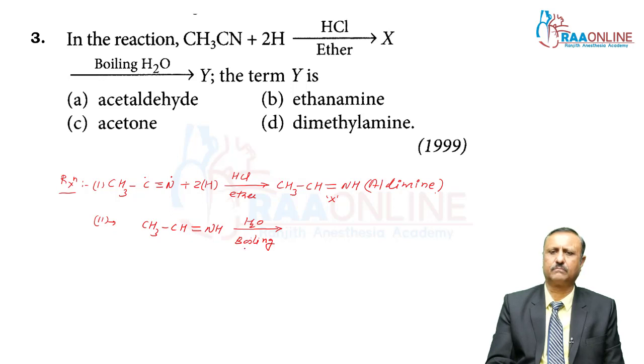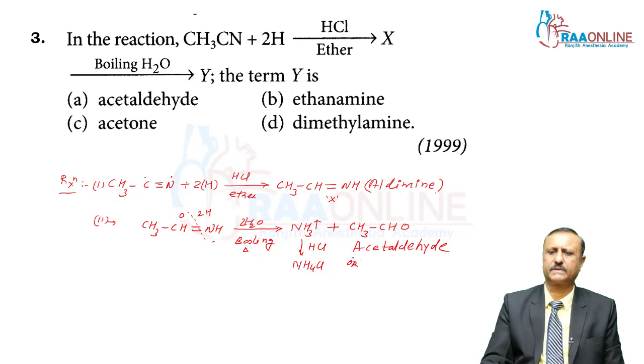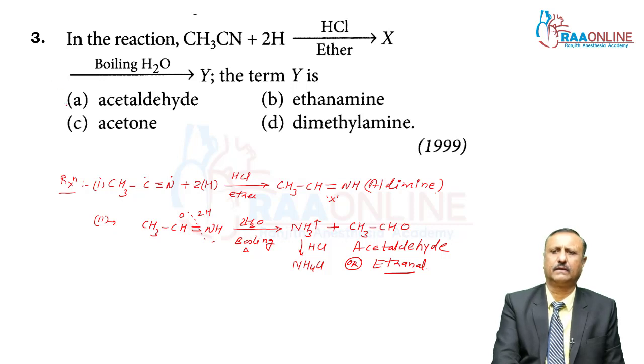My dear students, in boiling water and on heating, this bond breaks down and you get O and 2H. Then you get ammonia NH3, and this ammonia reacts with HCl to give NH4Cl, ammonium chloride, and another mole of CH3CHO, which is called acetaldehyde. Another name of acetaldehyde is ethanal. In this way you get acetaldehyde, and the answer is A, acetaldehyde.